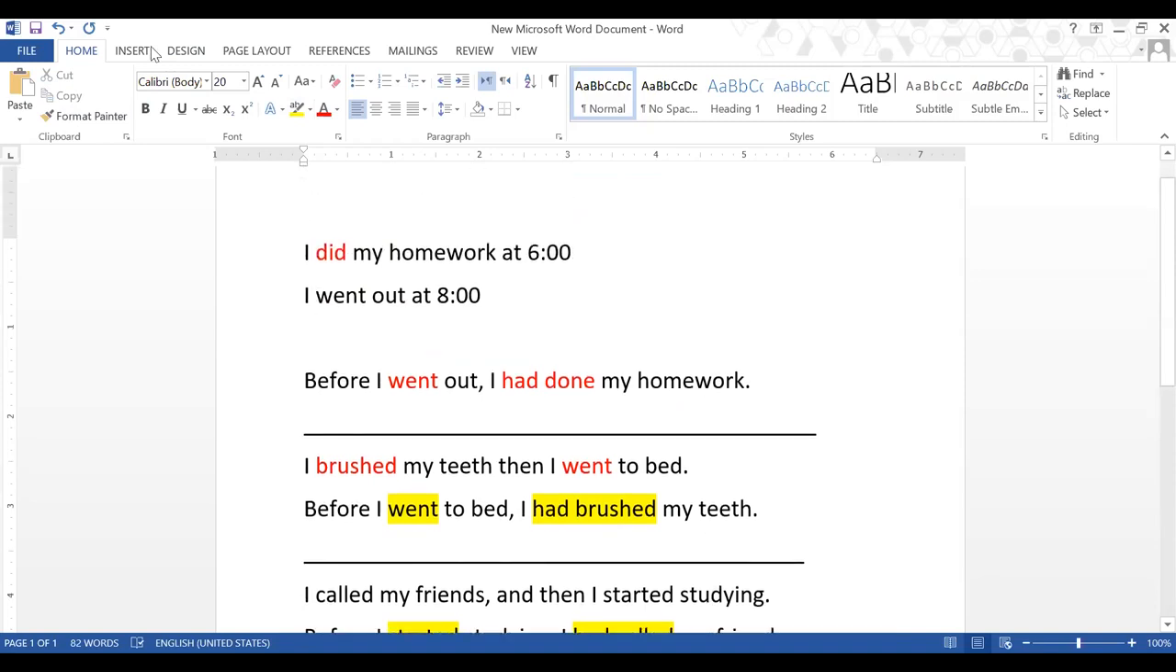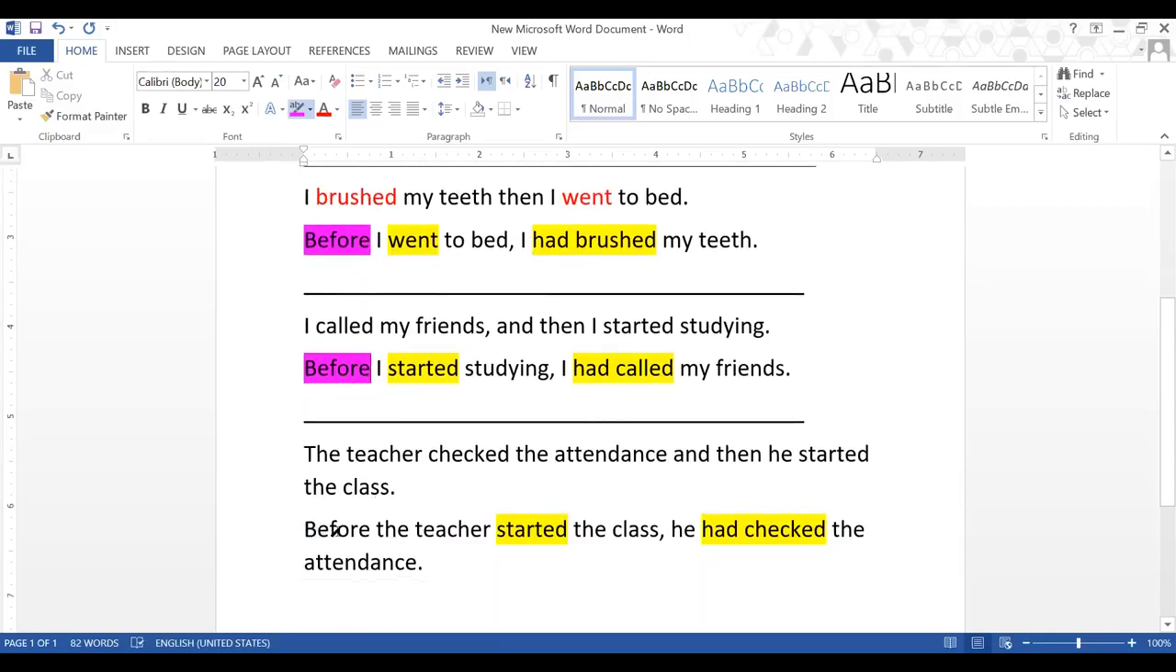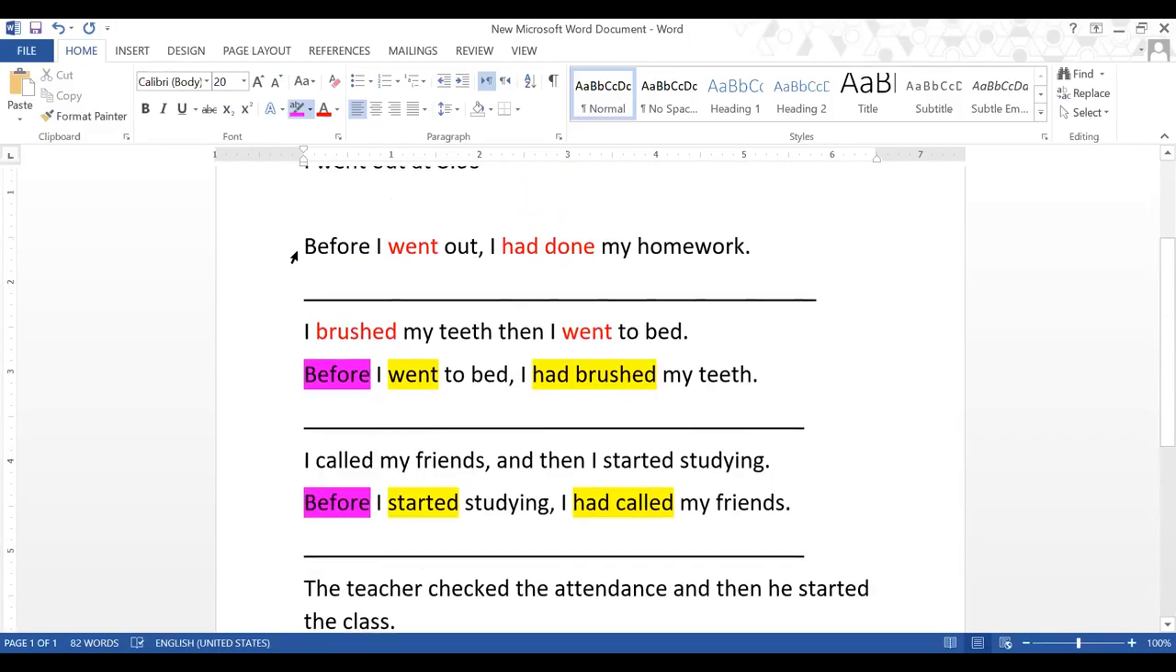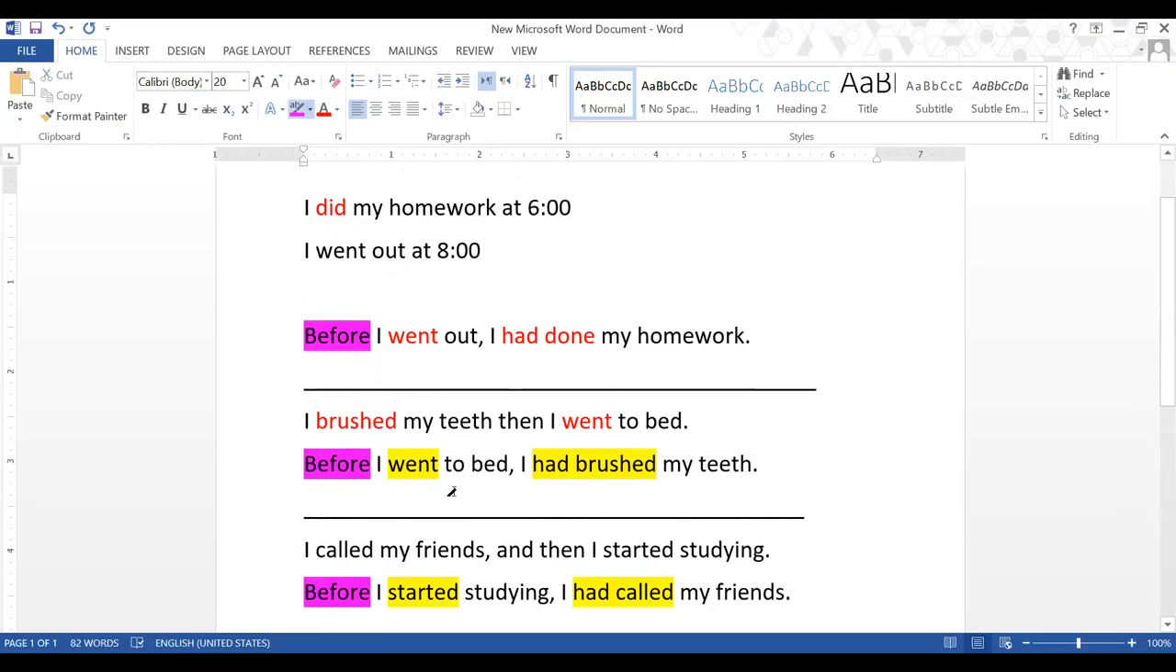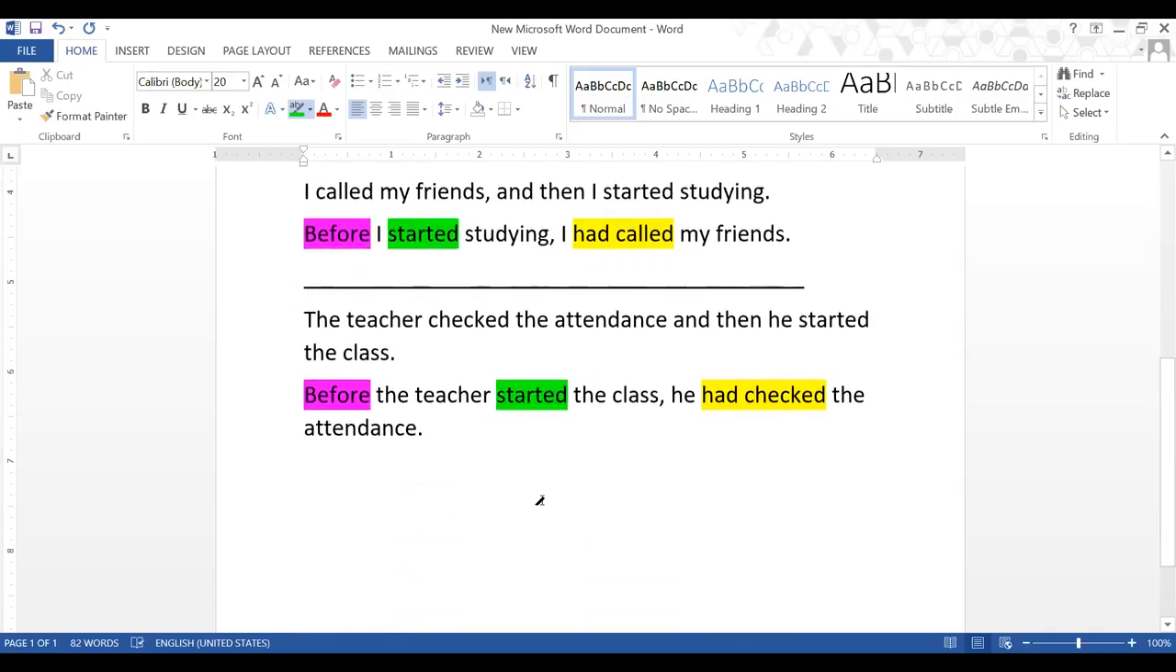Now, I want you to have a look at this. Look, you have here before, and here before. Before is followed by verb 2. It's followed by a verb 2, right? Look here, you have went, verb 2, started, verb 2, okay?